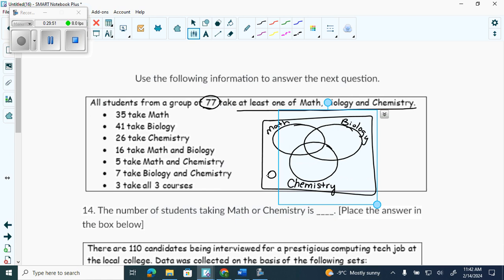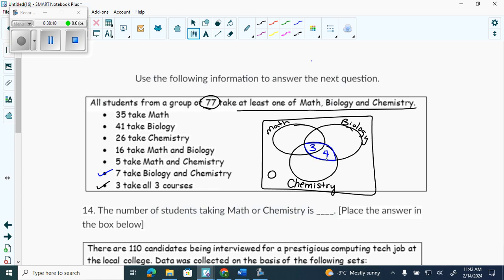Correct? There are no onlys. So 3 take all 3. That's kind of confusing. 3 take all 3. Then I have to go to the what shapes? The eyeballs. 7 take bio and chemistry. So in the bio and chemistry eyeball, I need 7. How many are here? 4.